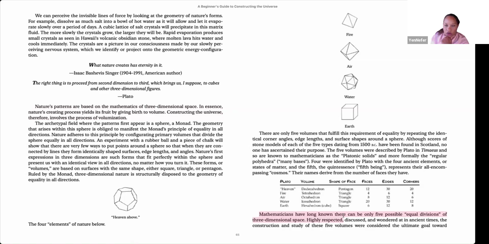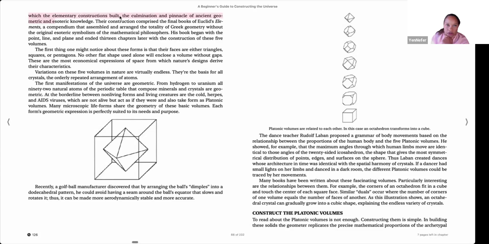Mathematicians have long known there can only be 5 possible equal divisions of three-dimensional space. Highly respected, discussed, and wondered at in ancient times, the construction and study of these 5 volumes were considered the ultimate goal toward which the elementary constructions built, the culmination and pinnacle of ancient geometric and esoteric knowledge. Their construction comprised the final books of Euclid's Elements, a compendium that assembled and arranged the totality of Greek geometry without the original esoteric symbolism of the mathematical philosophers.